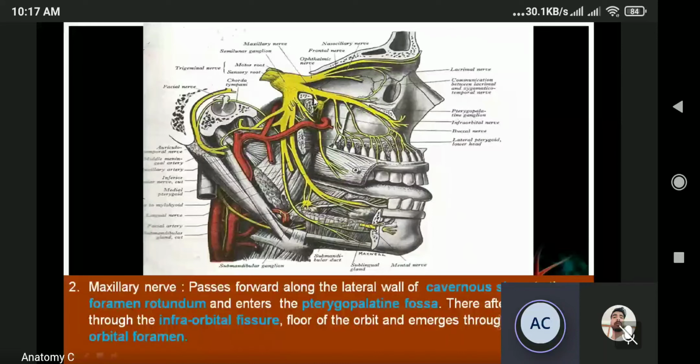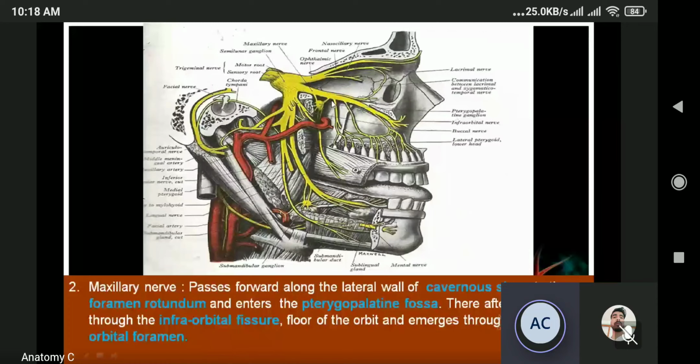Foramen rotundum, foramen ovale. What are the structures that pass through the foramen rotundum and foramen ovale? I think you know this one. Now it will come out through the foramen rotundum and enter into the pterygopalatine fossa. I've already told you about the pterygopalatine fossa.